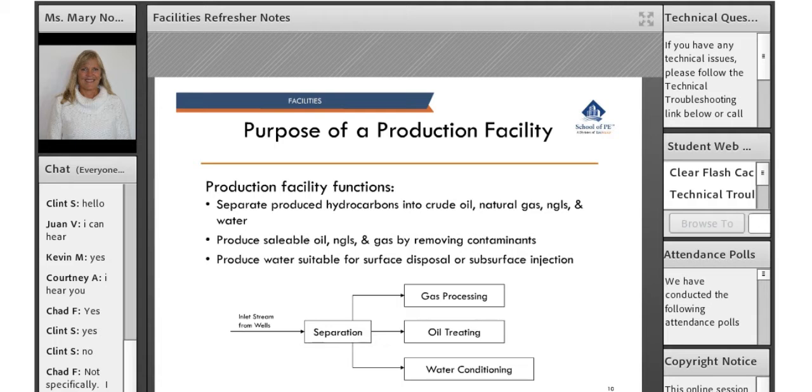So we'll talk a little bit about each of these, but our initial well stream is going to come in and get separated into these three streams: gas, oil, and water, providing we have all of those present.